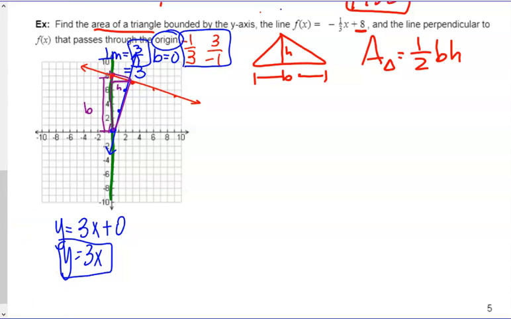Okay? Now, hopefully B is easy. B is the length from the origin to that other intercept, which is 8. That is the base. Now, the height is what's going to be tricky. I need this distance. This distance is the same as this distance down here.